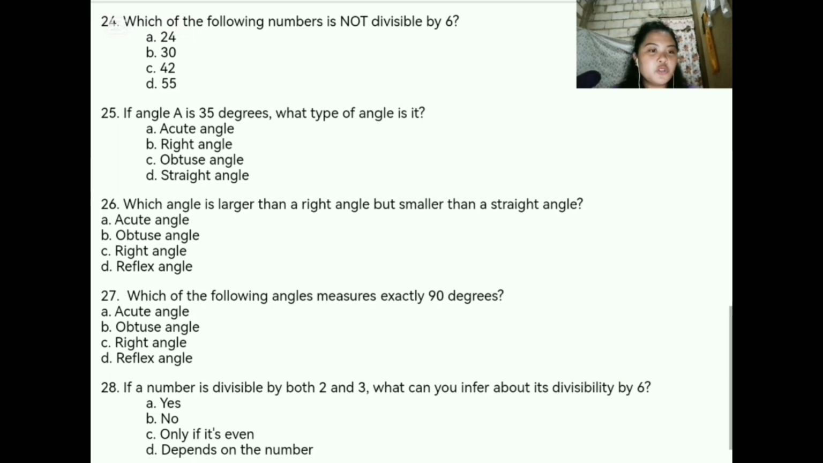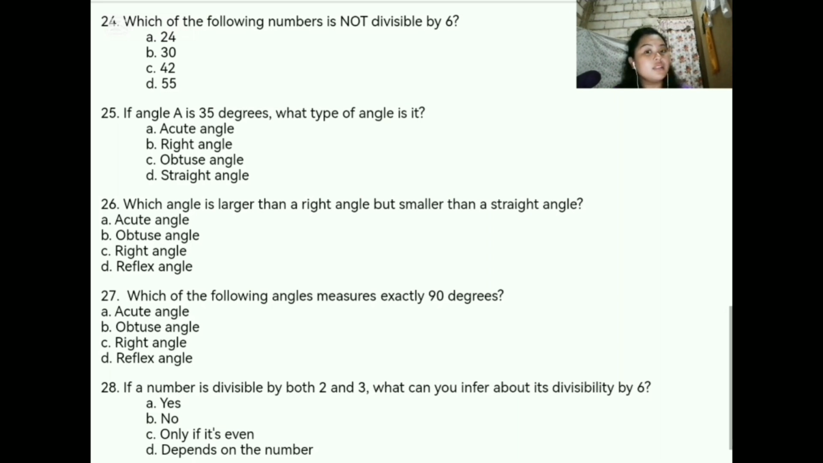Okay, let's continue to number 27. Which of the following angles measures exactly 90 degrees? So A, acute angle, B, obtuse angle, C, right angle, or D, reflex angle. So we already discussed this in the previous number. So again, we will rationalize the choices. So A, acute angle. Acute angle measures less than 90 degrees. So A is incorrect. How about letter B?